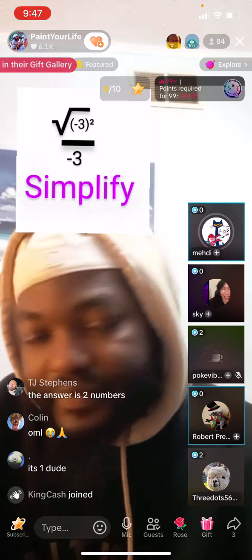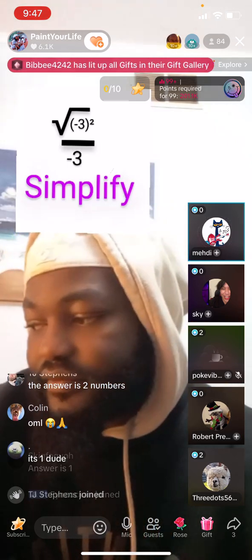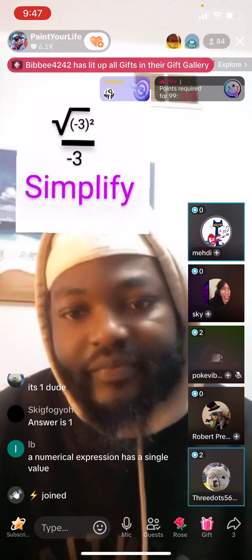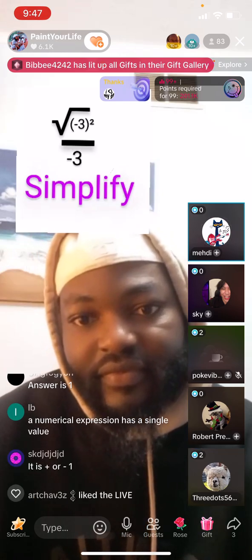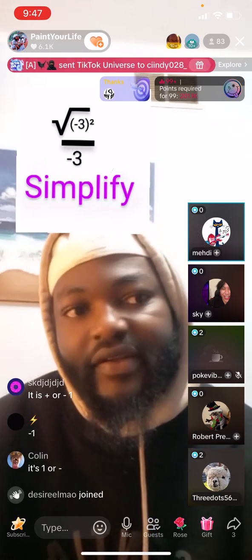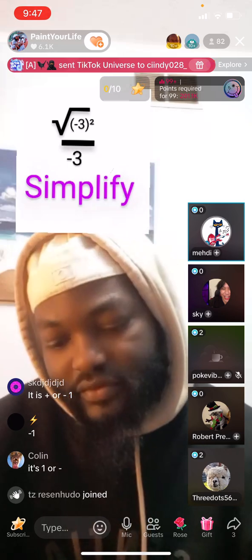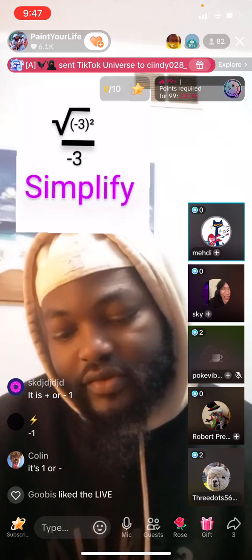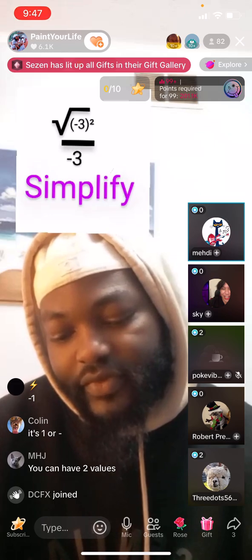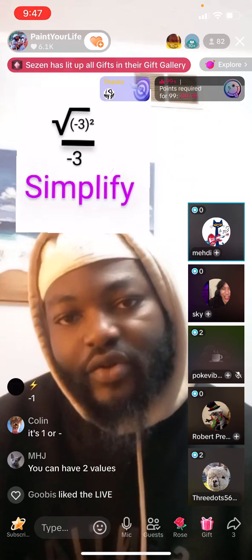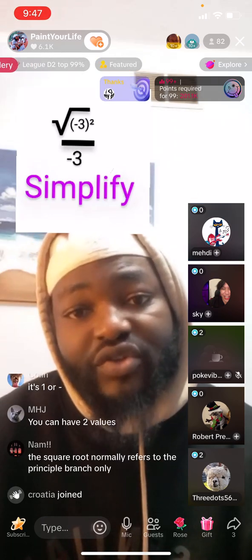Wait, so a square root is an operation. The square root of 9 is not by itself a number. You need to understand that. The square root of 9 is not just a single number. It's an operation being done on a number. So you cannot have two values when you're just simplifying it.